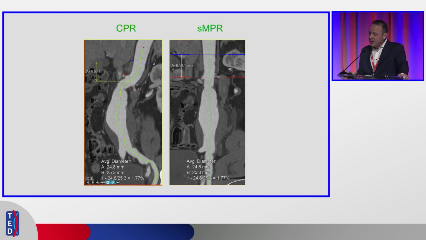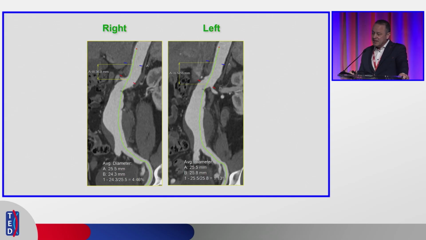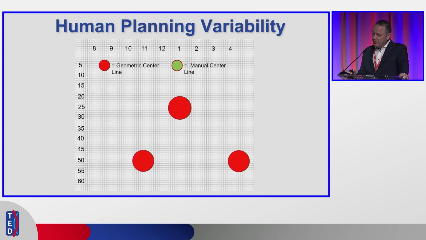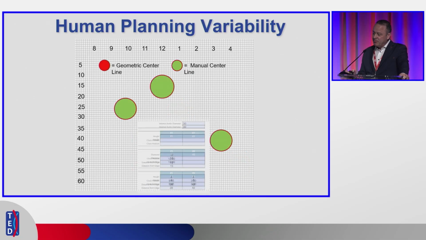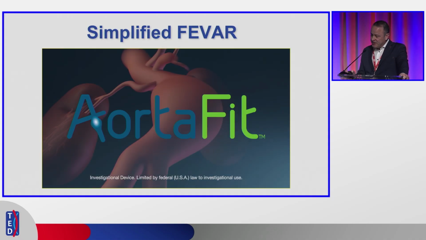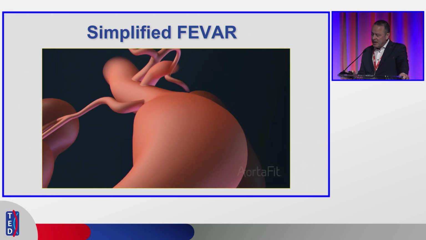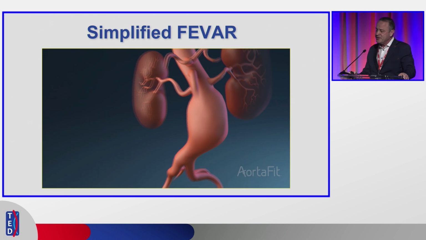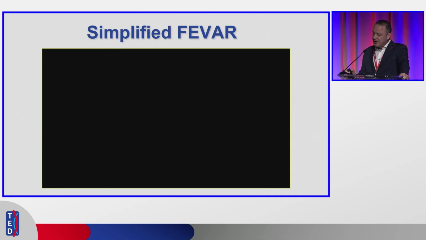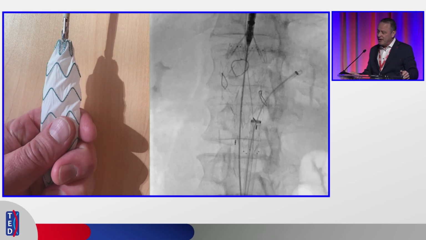These are the curved planar reformats, which, using the geometric center line, would place those renal arteries at exactly the same place. Not so. You can see there's 2 centimeters of difference between these two. This is the graft that we created, and where it eventually wound up was a perfectly planned case with 12 minutes of fluoro time. For the sake of time, I'm not going to show this video all the way through. This is the concept of simplified FEVAR, using software-generated 3D printed templates to create a physician-modified endograft and remove that human planning variability.